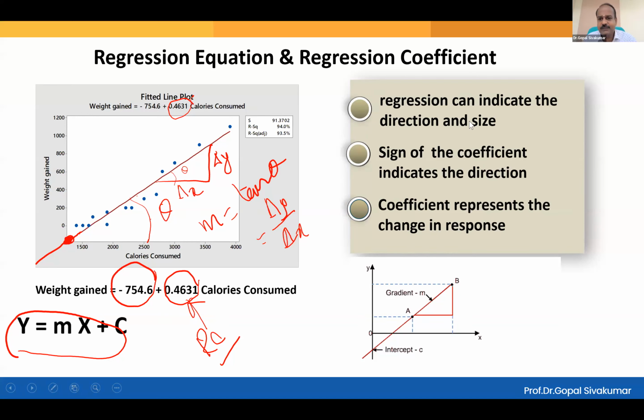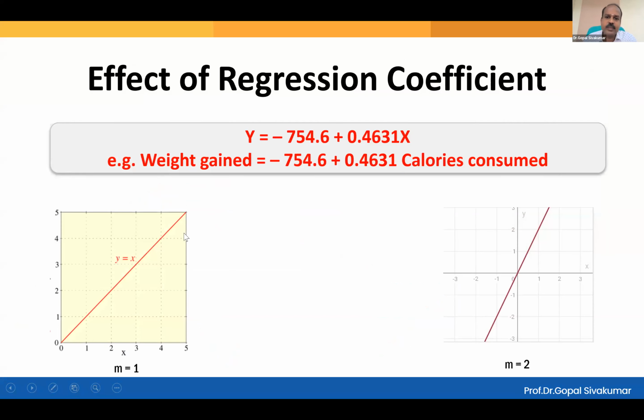Now tell me, if I want 400 grams weight gain, how many calories should I consume extra? 400 divided by 0.4. Every 1 calorie that I consume extra, I gain 0.4 grams. So maybe if I consume 1000 calories extra, then in that period of study itself, I will gain 400 grams approximately. Clear? So that's the idea.